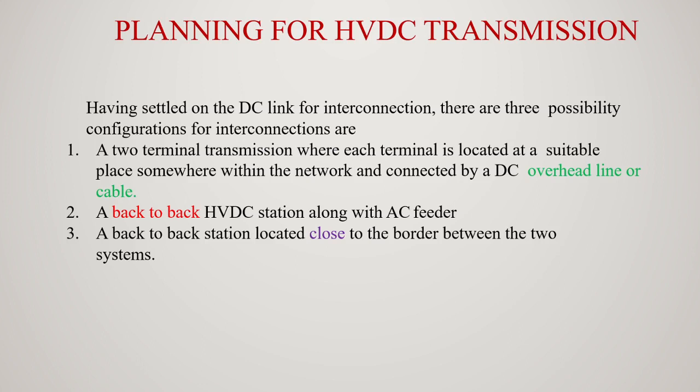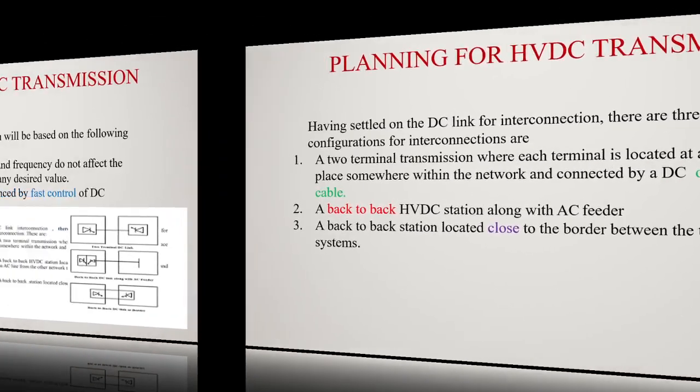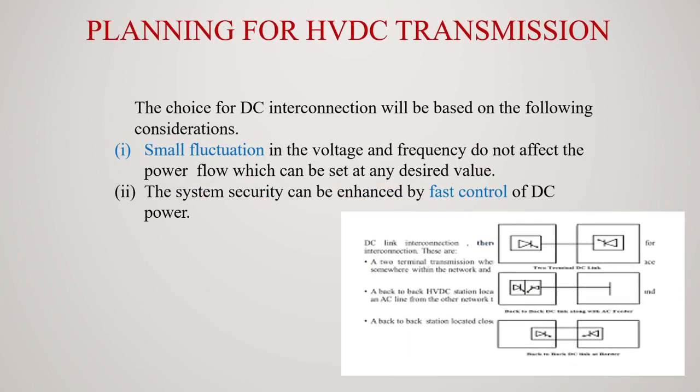Third one will be a back-to-back station located close to the border between the two systems. So this is a special case of the above case. Okay. So in this diagram we can see all these three links. That is, first diagram is showing a two terminal DC link. Second one is showing a back-to-back DC link along with AC feeder. Third one is showing the back-to-back DC link at border.